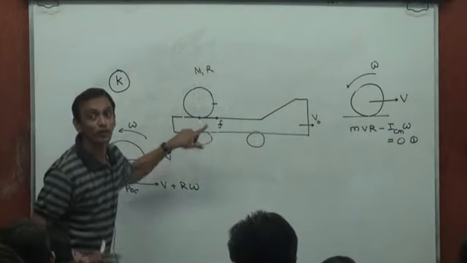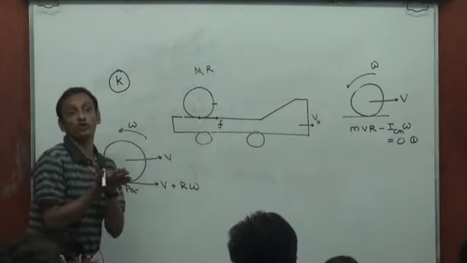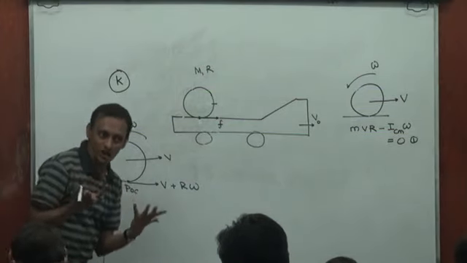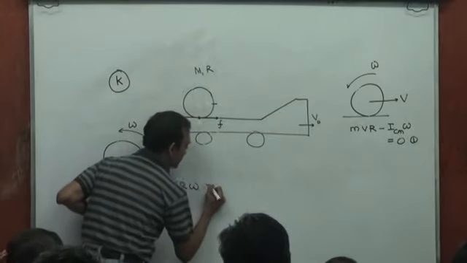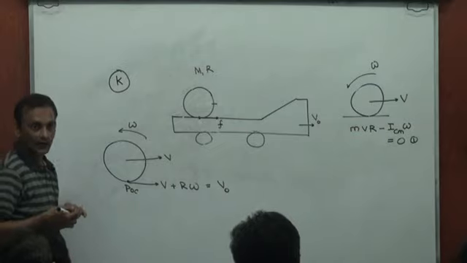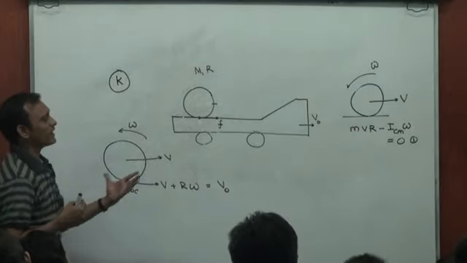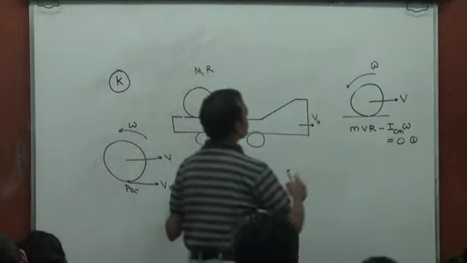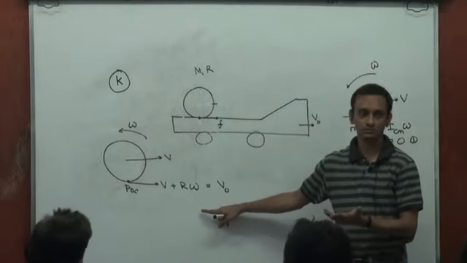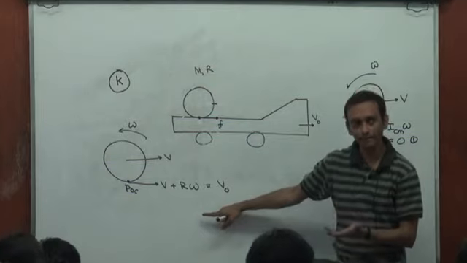Velocity of the point of contact must be the same as the velocity of the surface for a rolling requirement. So this must be equal to V naught. That's rolling. Right? So now we have essentially just two unknowns, V and omega, and we can obtain them. Got me?